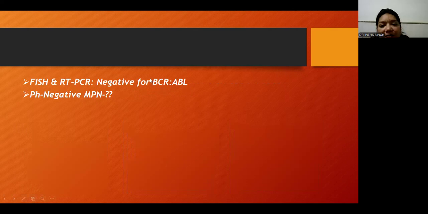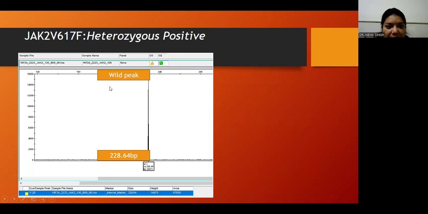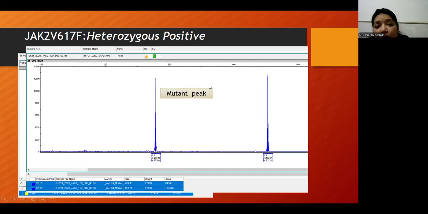So FISH and RT-PCR came out to be negative in this case. So probably we are dealing with a Ph negative MPN. Now, before moving any further, we decided we'll do a simple test, that is JAK2 V617F by ARMS PCR. And see, this is the wild peak. If the JAK2 is negative, you will only have a wild peak corresponding to 229 base pair. If your case is mutant, you will have a peak at 279 base pair. Since this case is showing both mutant and wild peak, this will be labeled as heterozygous positive.